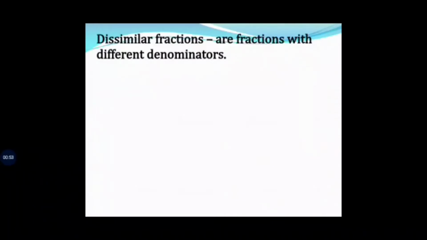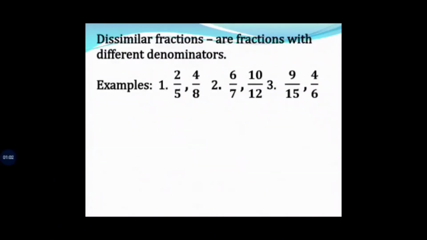Dissimilar fractions are fractions with different denominators. Example number 1, 2 over 5 and 4 over 8. 2/5 has a denominator of 5 and 4 over 8 has a denominator of 8. Their denominators are not the same.